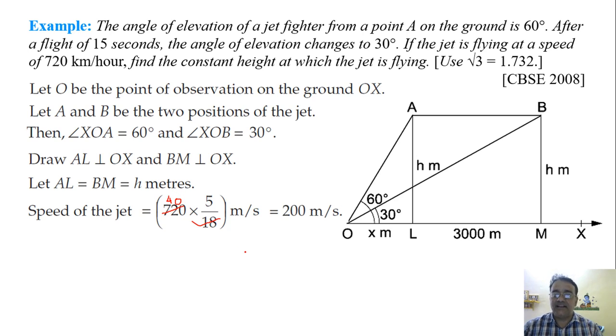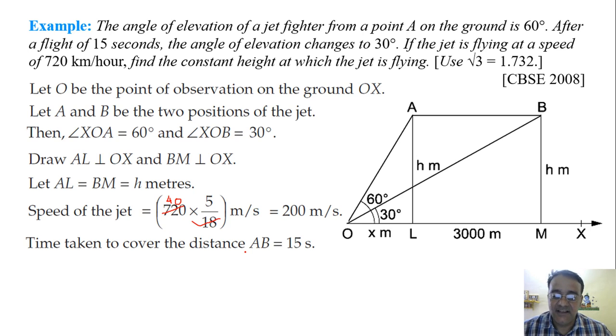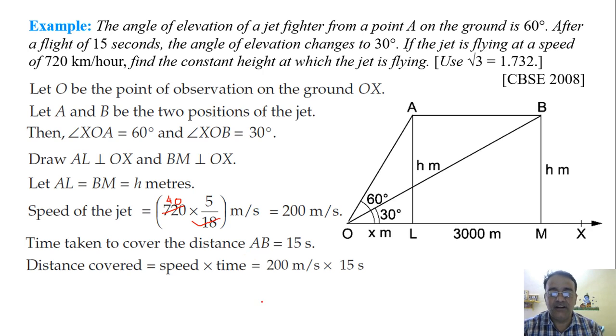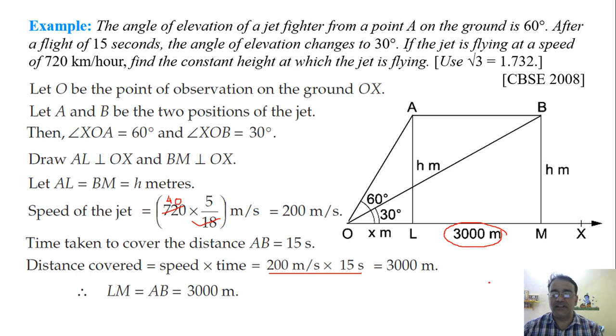Okay. And time taken, time is also given, 15 seconds. Now we know that distance is equal to speed into time. So 200 into 15, we'll get 3000 meters. So this is the distance. LM is equal to AB is equal to 3000. Any doubt here? No, sir. Okay, fine.